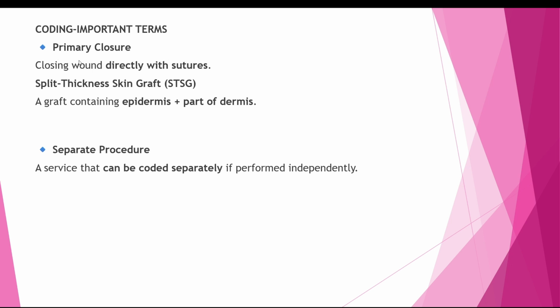Some coding important terms you need to know. Primary closure, here closing wounds directly with the sutures. Okay, that is the primary closure. Next we have a split thickness skin graft. Okay, what happens in split thickness skin graft? Epidermis and part of the dermis is involved. Okay, in separate procedure a service can be coded separately if it is performed independently only. So if it is the only procedure you can code, or else you will not code the separate procedure. Medical necessity should be there to code with the other procedure. Okay.